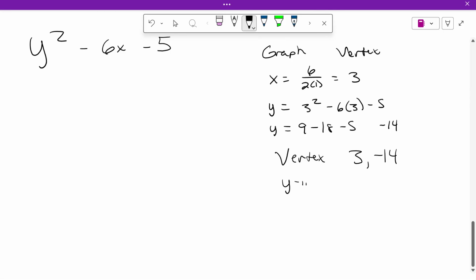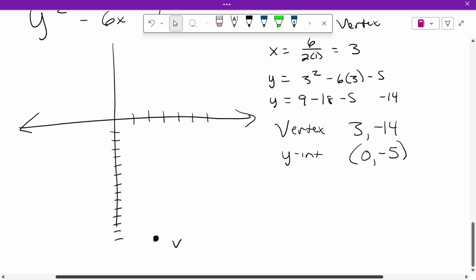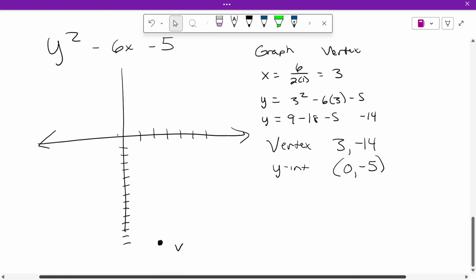What's my y-intercept? 0, negative 5, correct? So if I was told to graph this, I would graph the point 3, negative 14, because that's the vertex. I would graph the y-intercept 0, negative 5.